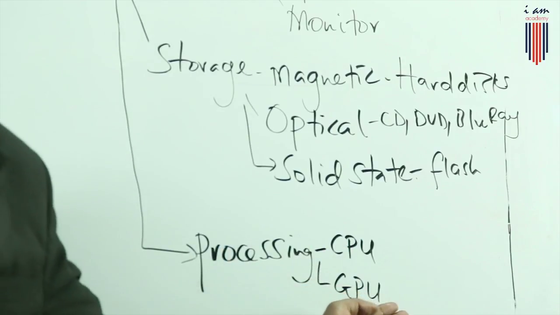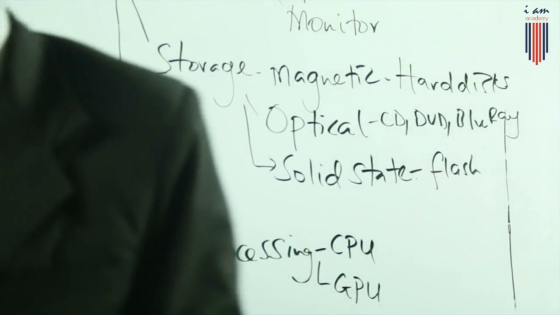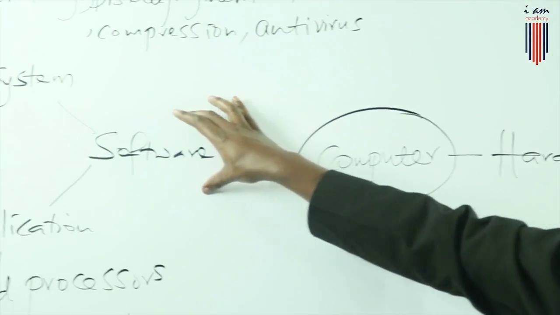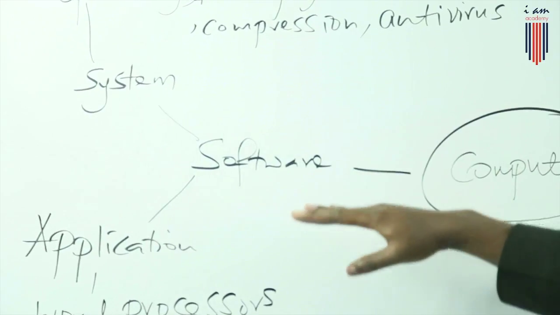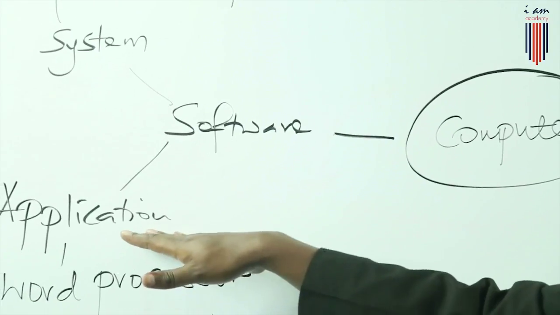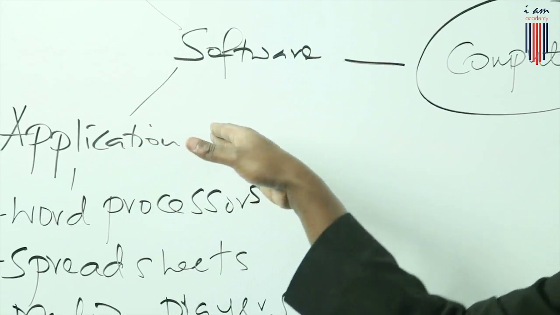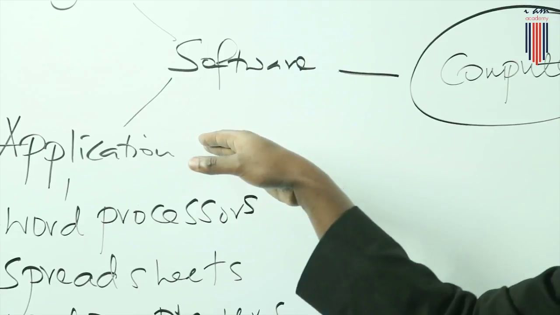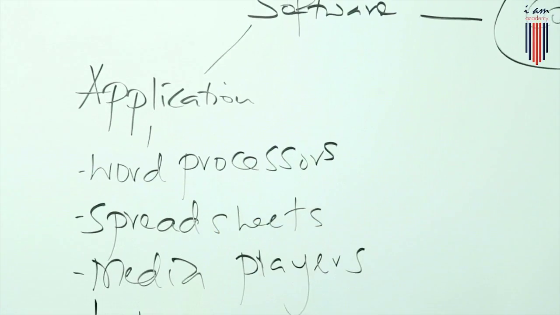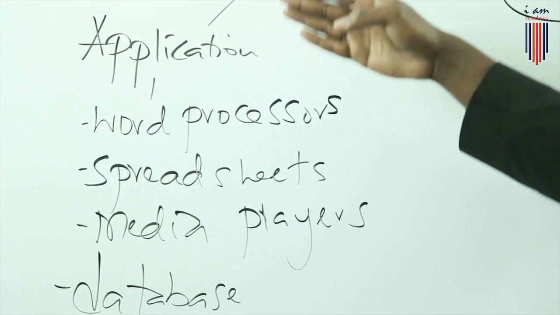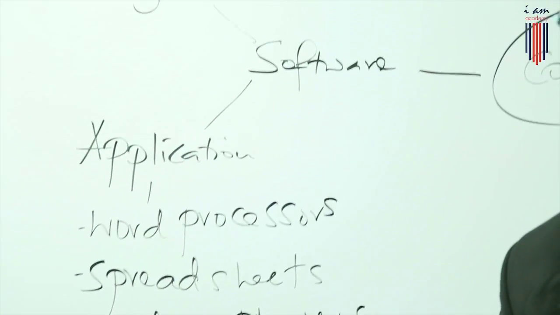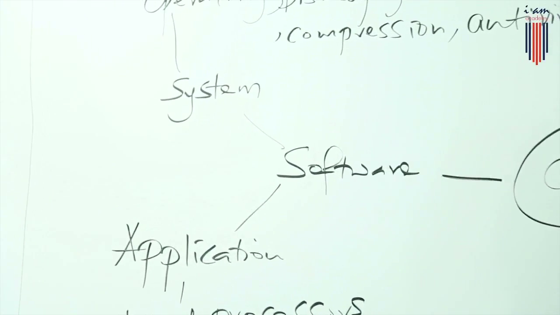Then, of course, there is the important category of processing hardware, in which we have talked about the CPU and the graphics processing unit. Moving to this other side, the other major component of a computer is software. And under software, we have said the two major categories are application programs. And as we have said, these are the programs which use to perform specific tasks: word processors, spreadsheets, database programs, and so on and so forth.